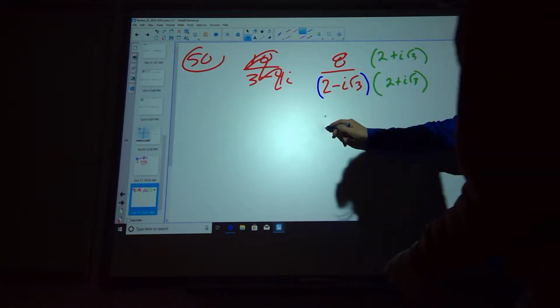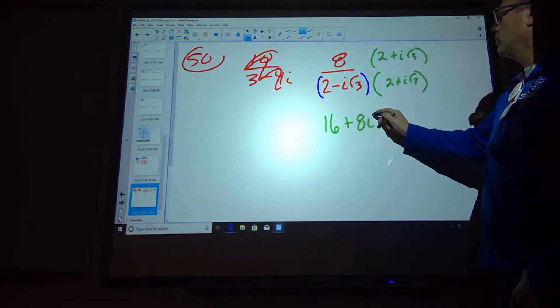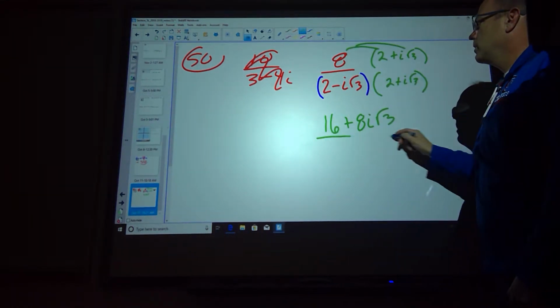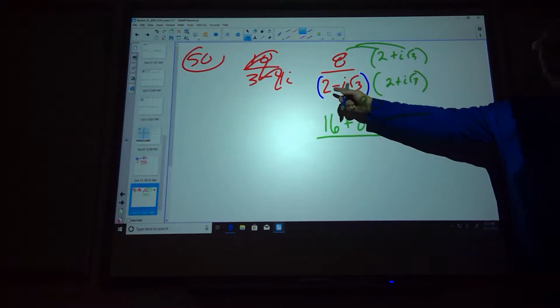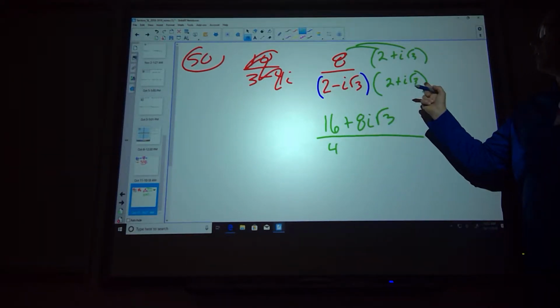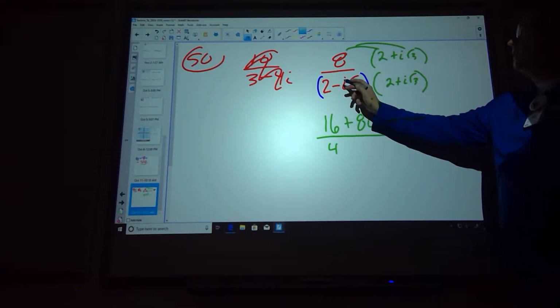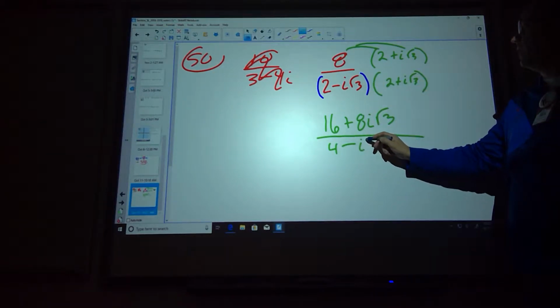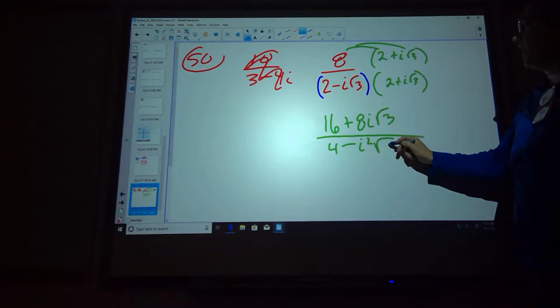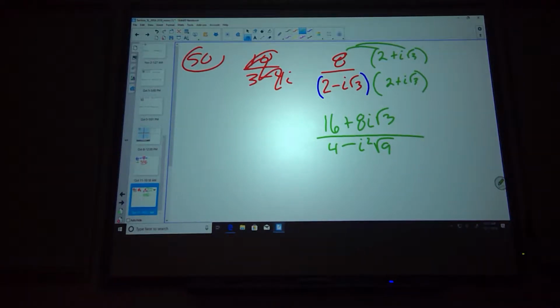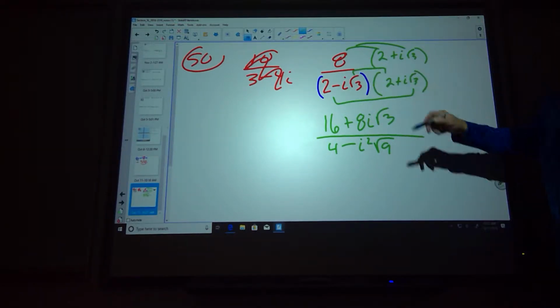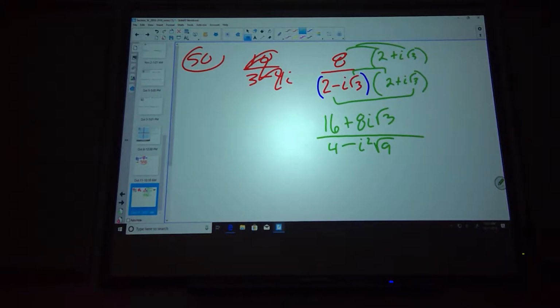If I multiply on top, I'm going to get 16 plus 8i root 3. Just distribute. And then if I double distribute or FOIL, 2 times 2 is 4. Outside terms and inside terms cancel each other out. And then the last term is going to be -i times i, which is -i squared, and 3 times 3 is 9. The problem's not done, but do you follow the work I did? When I multiply this and this together, they cancel out. They're opposite signed, exact opposite values.